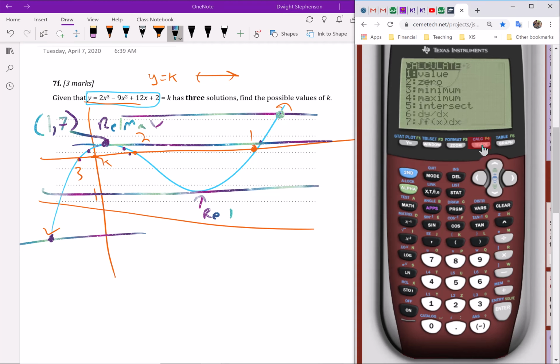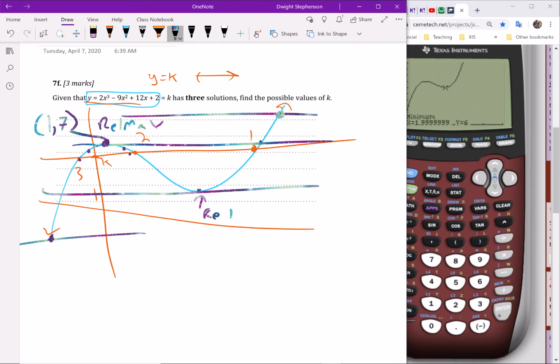Then we do second trace minimum. Again, start at the minimum, go left a little bit, press enter, go right a little bit, press enter, and then guess, press enter, and we get 2, 6. So this one occurs at 2, 6. So we have our points 1, 7 and 2, 6.